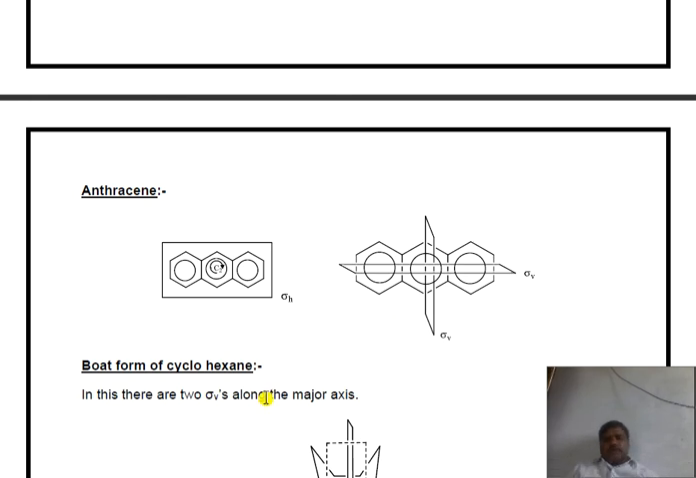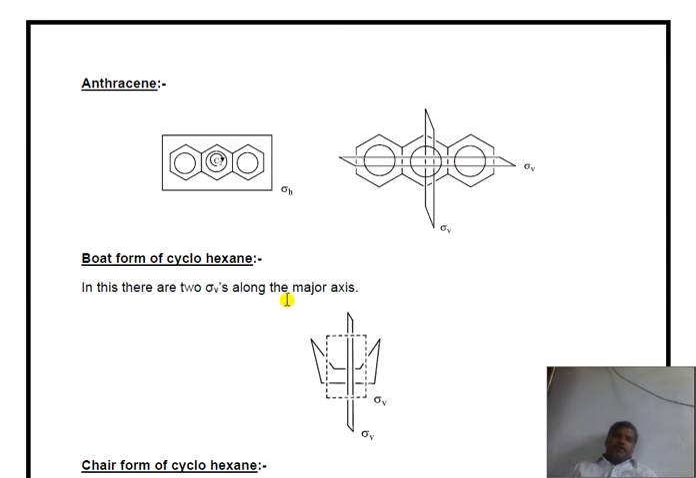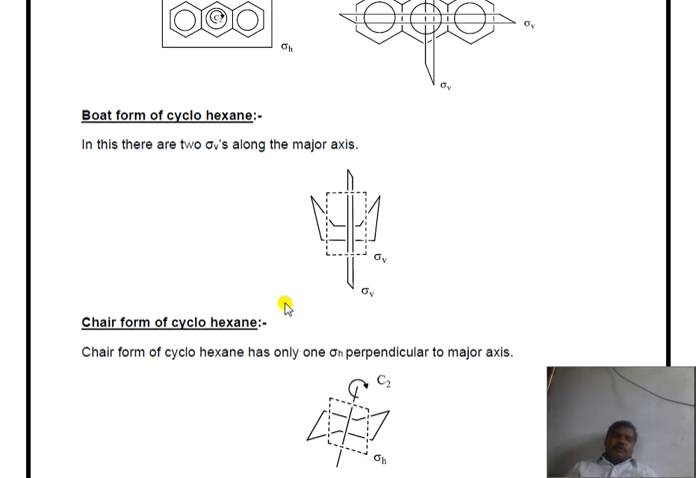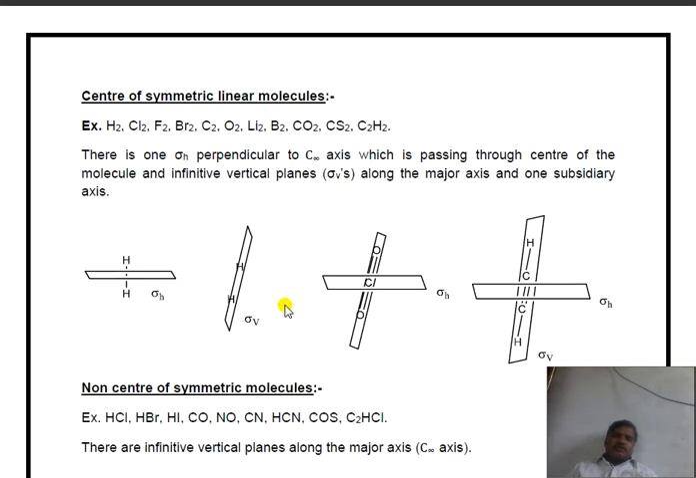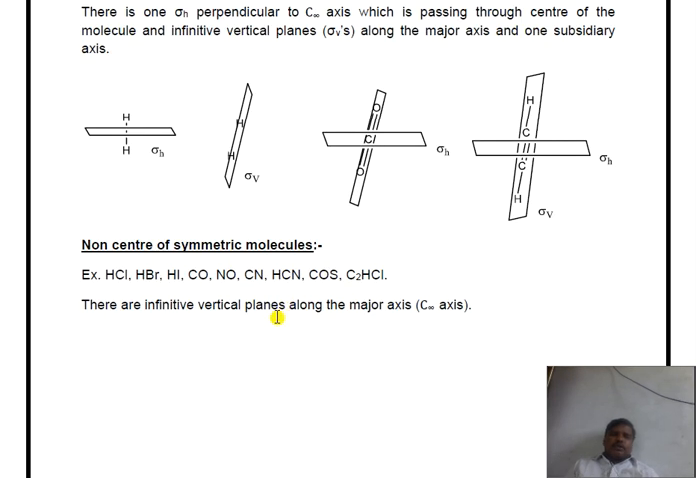Anthracene molecule. In the anthracene molecule, the principal axis is C2, like this, and there is a plane of symmetry which is perpendicular to the principal axis, so it is sigma h, and also two planes of symmetry which are parallel to the principal axis C2, so these two are sigma v and this is the sigma h.